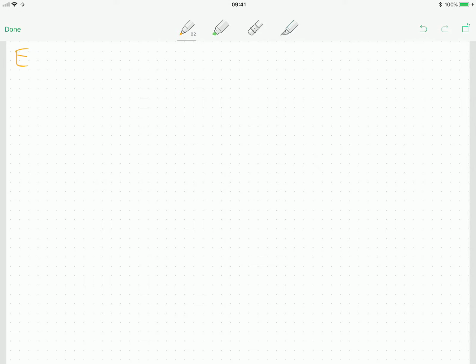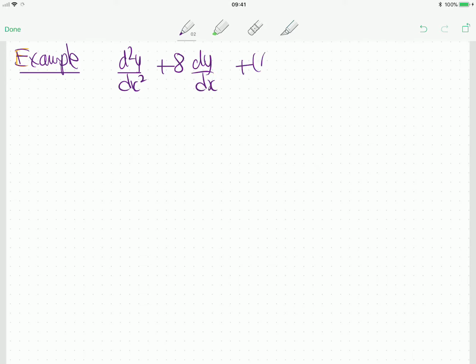Hi everybody, in the video today we're going to take a look at an example of a second order ordinary differential equation. It's going to be homogeneous, which just means the right hand side is 0, and we have some constant coefficients. As we can see, the coefficients in front of each term are 1, 8 and 16.